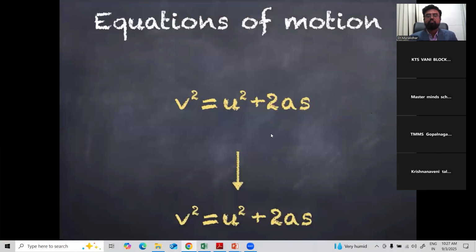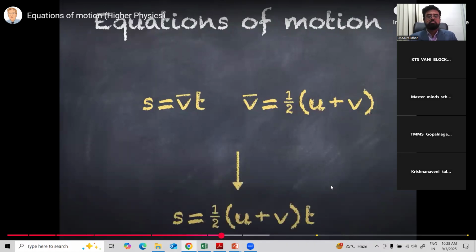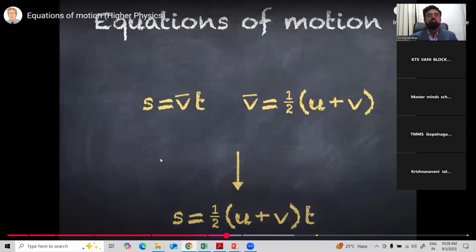The last derivation is the simplest. We start with these two equations. The first says that displacement is equal to average velocity times time, and the second is an equation for average velocity v bar, which is half times u plus v. Equating 1 and 2, we then end up with this: s is equal to half u plus v times t. All we have to do is substitute the second equation into this position in the first, like so.